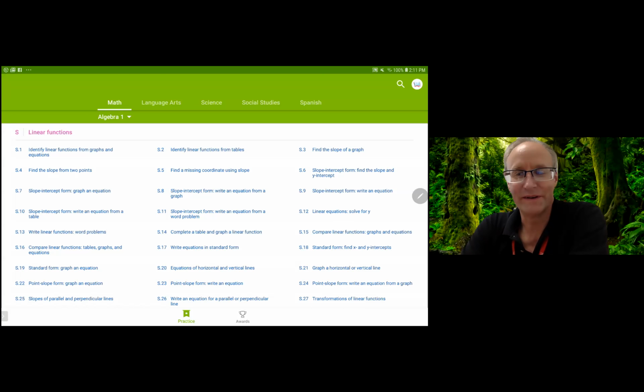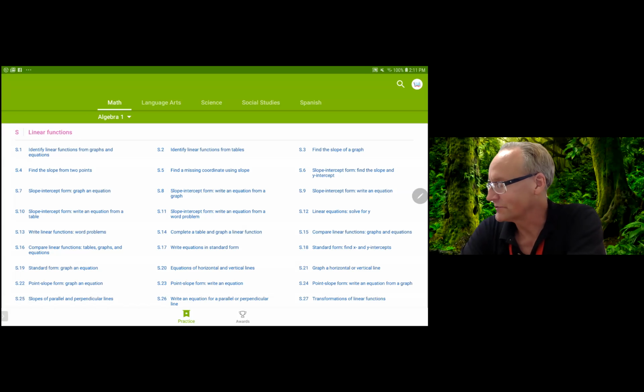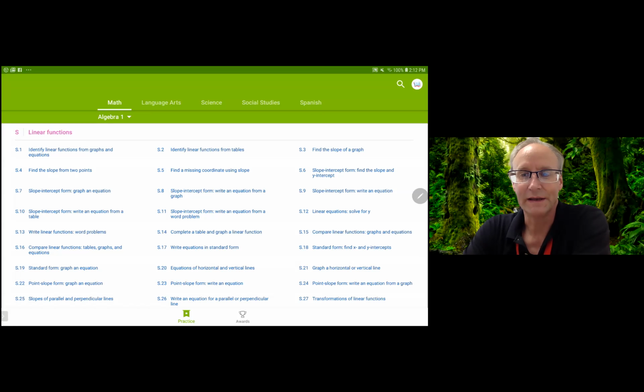Folks, I've been looking forward to this. This is section S, my favorite section from IXL. As you can see, there are 27 sections of linear functions, and I think I'm just going to do them all in order. I've been looking forward to doing this one for a long time. I decided to save it up.